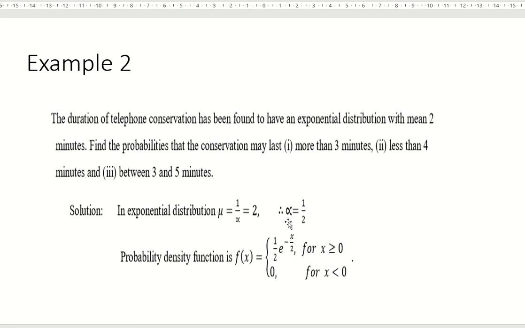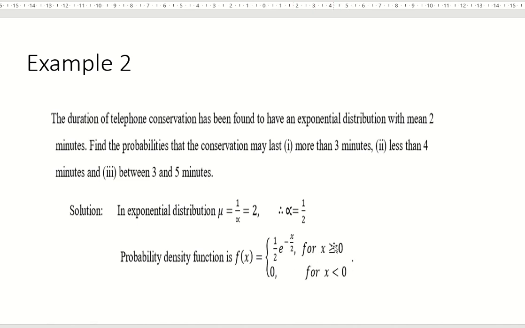First write what the mean is. Mean is nothing but mu, that is 1 by alpha for the exponential distribution. So mu equals 1 by alpha equals 2, given. So what is alpha? 1 by 2. Therefore, how do we write the probability density function? Alpha e power minus alpha x, right? So f(x) equals alpha, which is 1 by 2, so 1 by 2 e power minus x by 2 for x greater than 0.